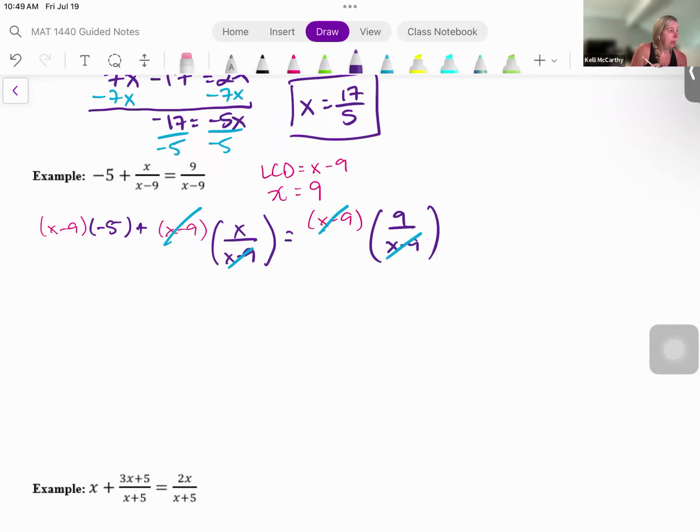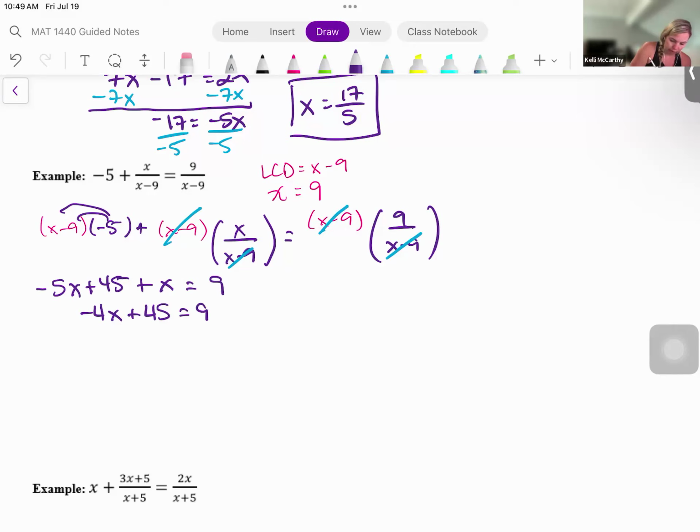So we've got negative 5 times x minus 9. We're going to distribute it. I know it's set up a little backwards, but that's okay. We're just distributing that negative 5 to the x and the negative 9. So we have negative 5x plus 45 plus x equals 9. Simplify on the left-hand side. Negative 5x plus x is negative 4x plus 45 equals 9.